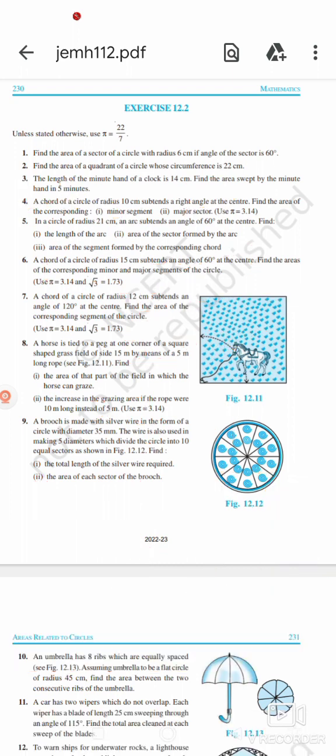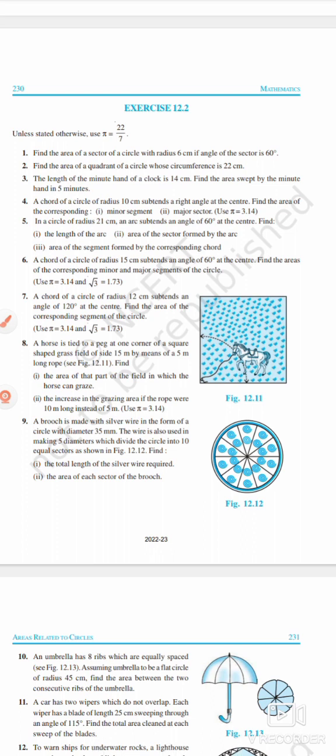All right, next question. The length of a minute hand of a clock is 14 centimeter. Find the area swept by the minute hand in 5 minutes. So in 5 minutes, how much is it rotating? I need to find the value of theta.